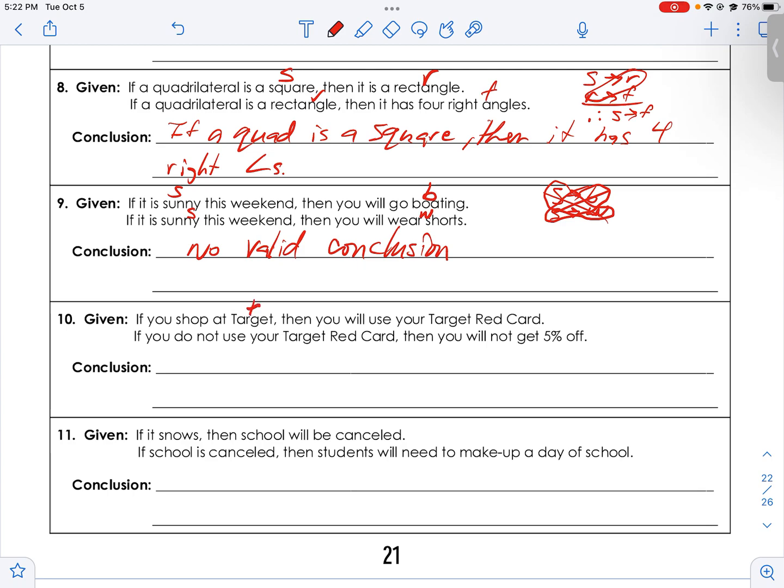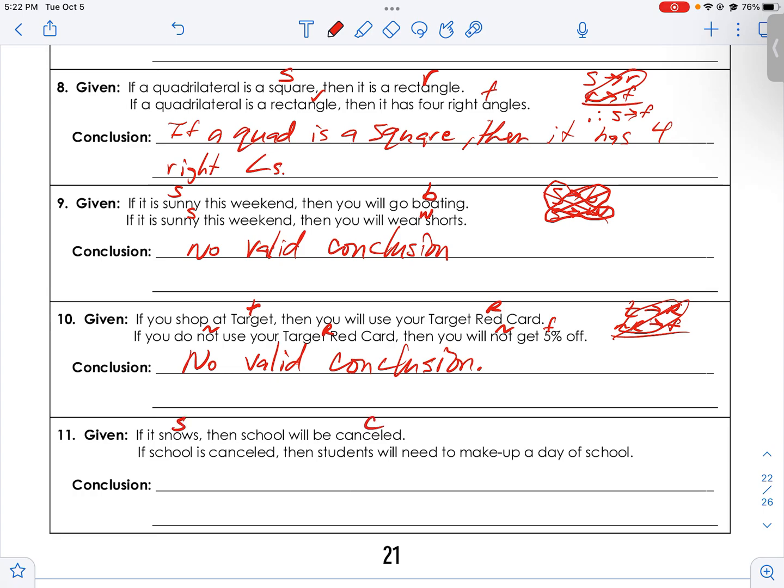Okay? If you shop at Target, T, then you will use your Target red card, R. If you do not use your Target red card, not R, then you will not get 5% off, F. So T, then R; not R, then F. Not a link, so no valid conclusion.